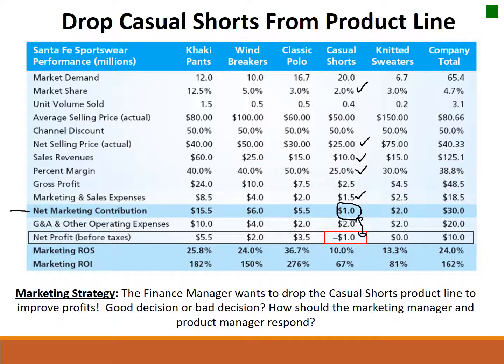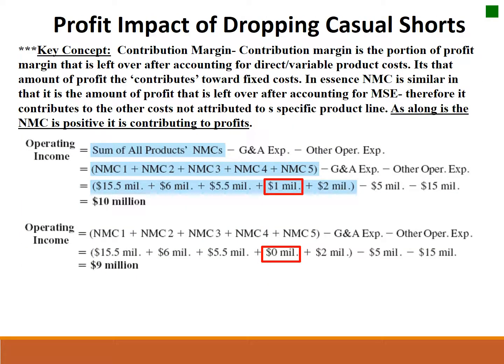And this builds a little bit deeper, and this is a really, really big key concept. There's something that we focus on, especially in pricing, called contribution margin. So a contribution margin is the portion of profit margin that's left over after accounting for direct or variable production costs. So we have variable costs and we have fixed costs when we think about the cost structure of a product. When we have revenue and we subtract out the variable cost, we have what we call contribution margin.